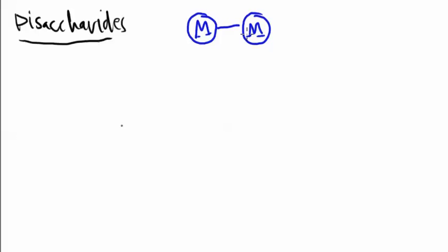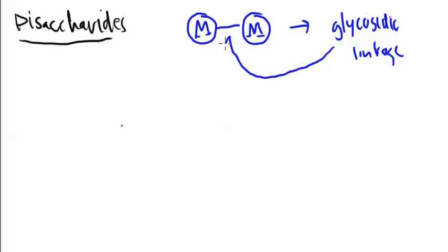And this bond that they're hooked up with, we've learned the name of that in the last video, and that's a glycosidic bond. So glycosidic linkage is what we call that. So the glycosidic linkage is right here between the two sugars.